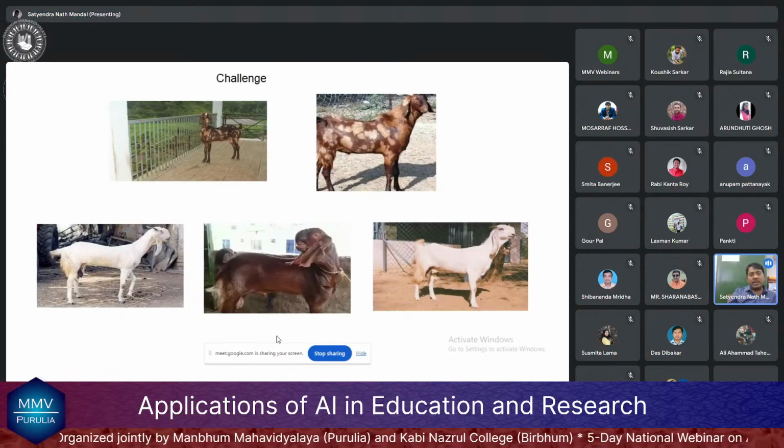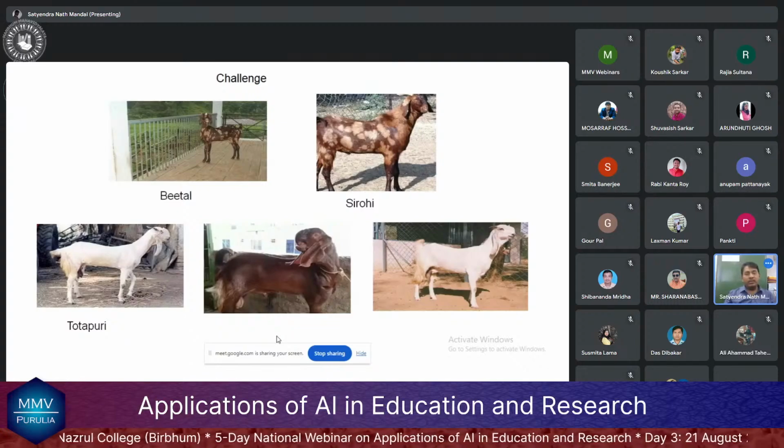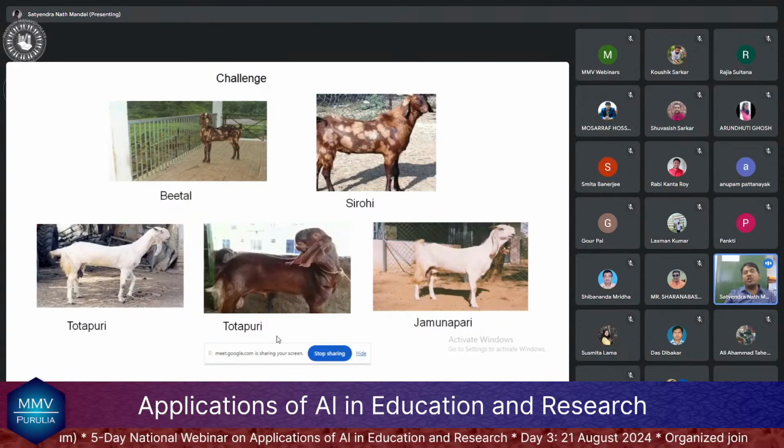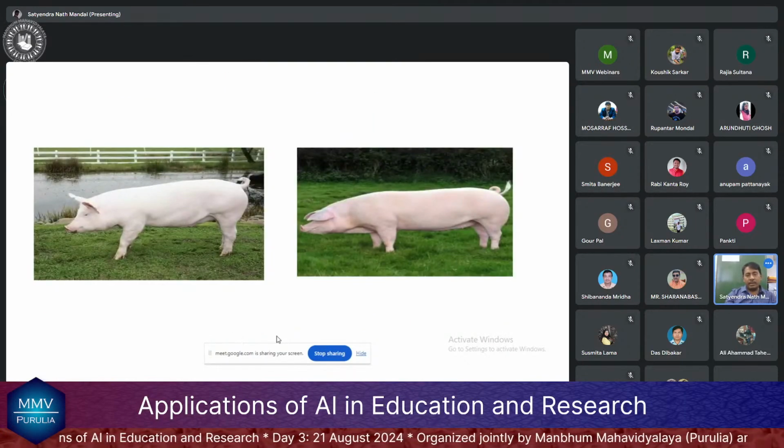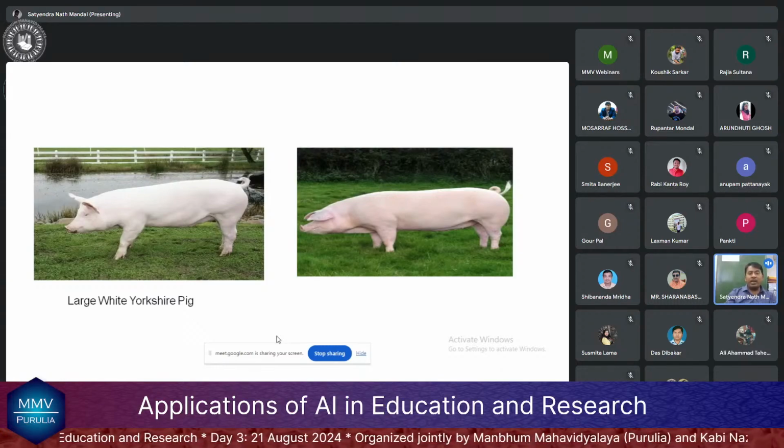Now, this is the challenge. The upper two look the same, but the first one is the beetle, the second one is the Siroi. Then see, the first one is the Totapuri breed, and the last one is the Jogna. So these are the problems. There is a huge problem we face when we work with the data. And see, one is the large white Yorkshire, one is the landrace.